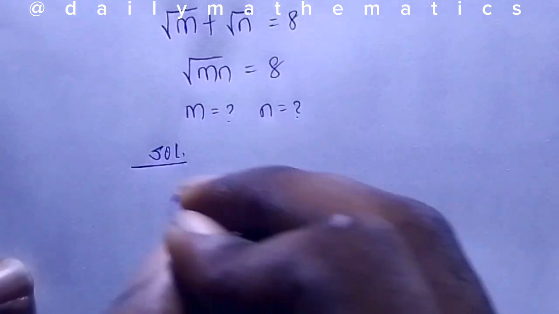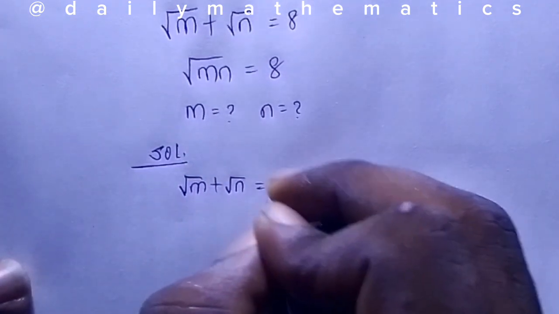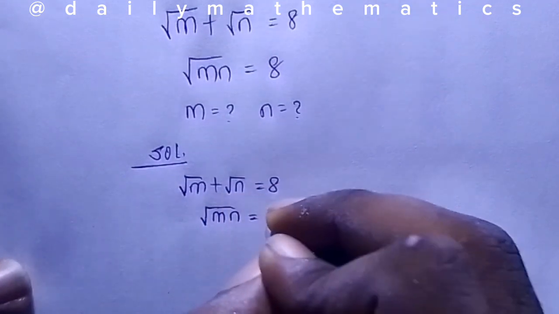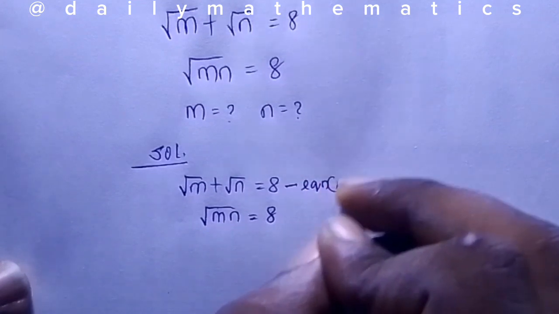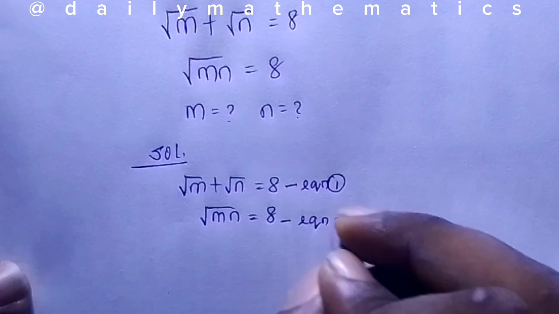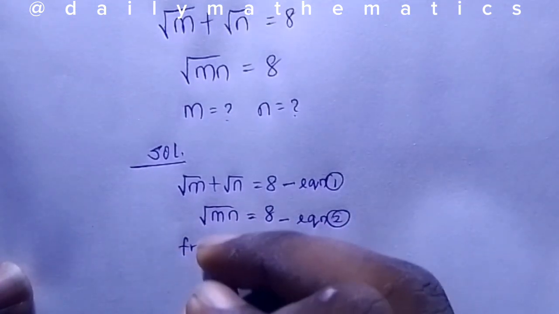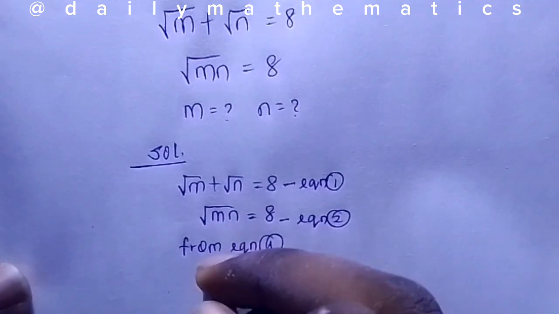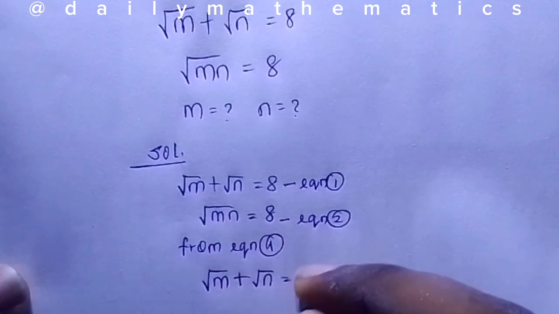So solution. The question says √m + √n = 8 and √(mn) = 8. We'll take this as equation 1 and this as equation 2. So from equation 1, √m + √n = 8.